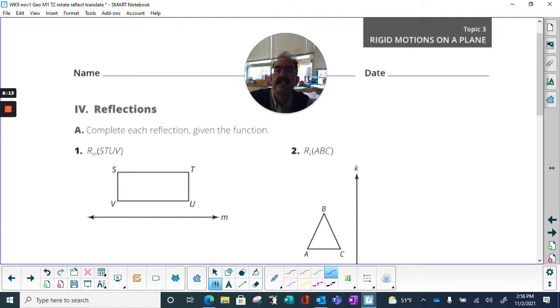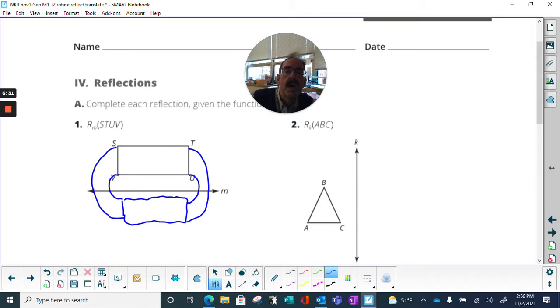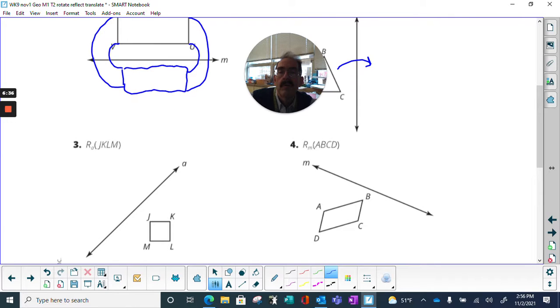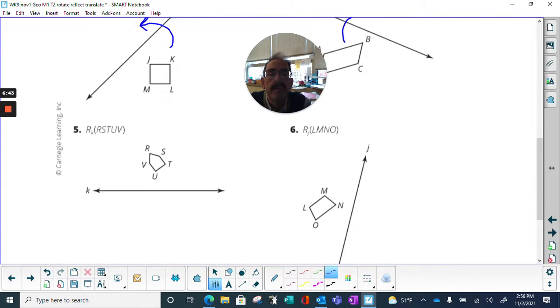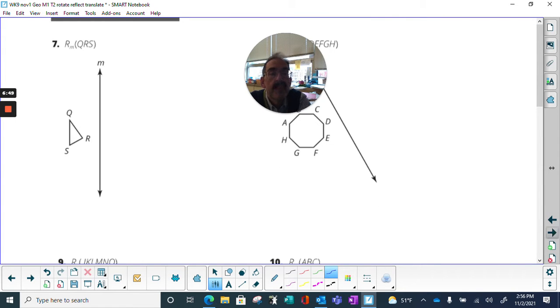Reflect about M. Okay, so if we reflect this down, U would go there, T would go there, V goes there, S goes there. Okay, reflect about K. So we're going to reflect this over K. We're going to reflect this over A. We're going to reflect this over M. Okay, you try a couple now. And more reflections, and then rotations.